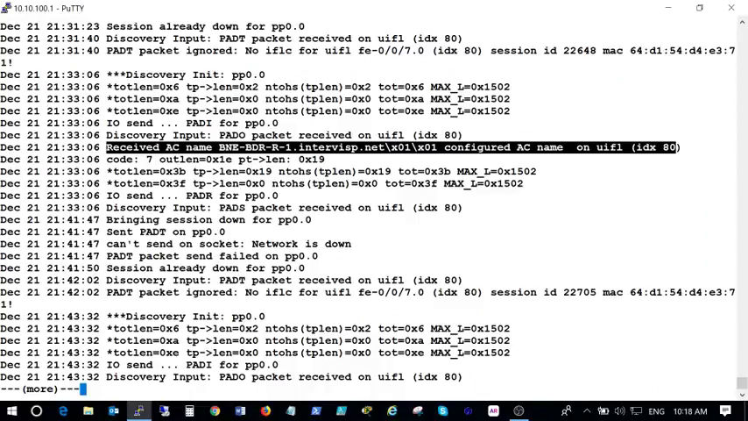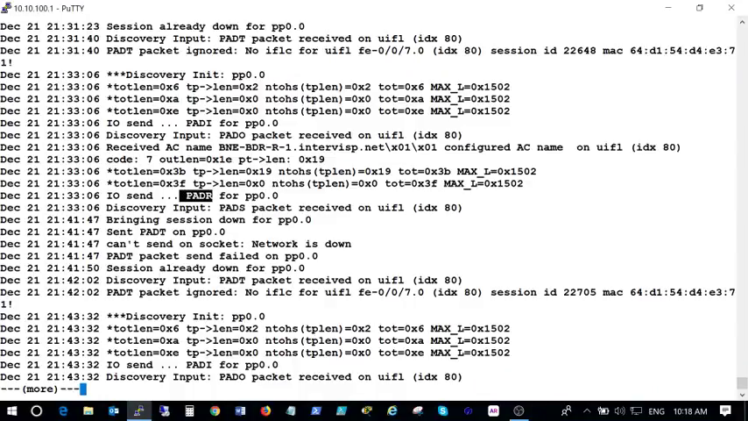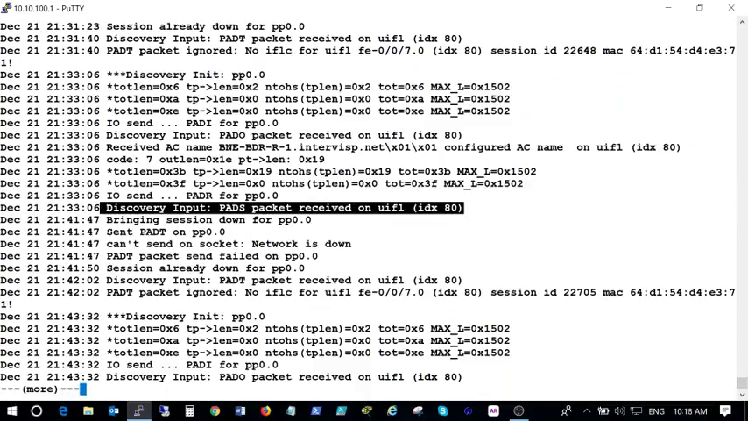We get the name of our session and some information about the details of our session. We then send this PADR, saying yes, we have received that. And then we get a PADS, which is session information. So once we get this, our session is up. There we are, our session is up at that point.